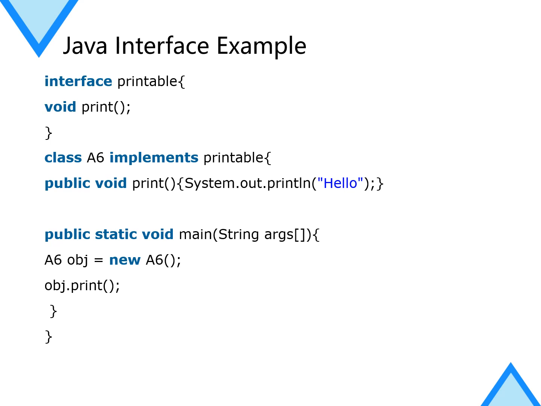We have the main method. In the main method we create an object of class A6, and through this object we call the method print. So the interface has the print method, which is implemented through the class A6. The class actually implements the interface. The interface only has the blueprint, only the definition of the method, and the class implements the method print. So this is the output of this simple program.